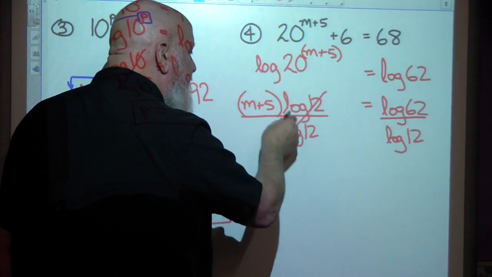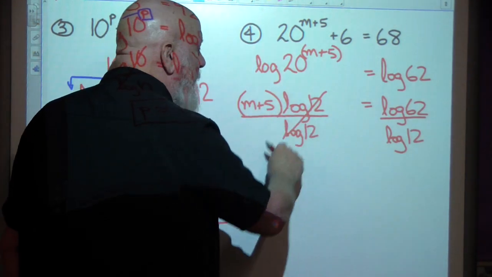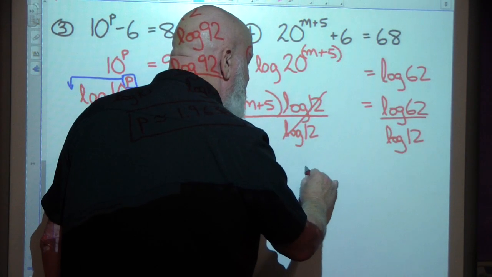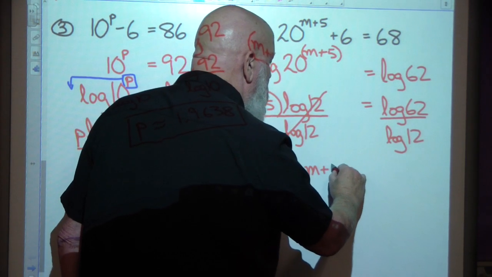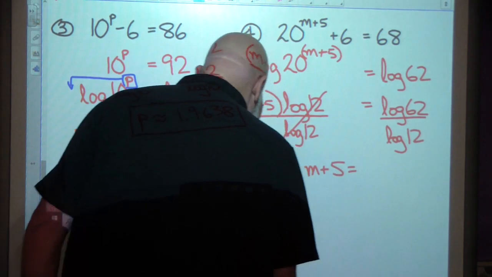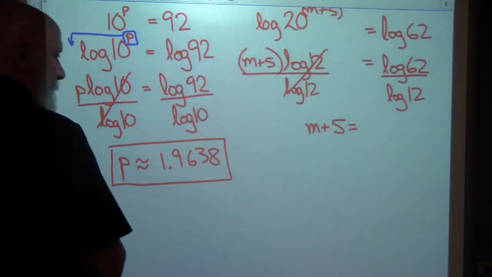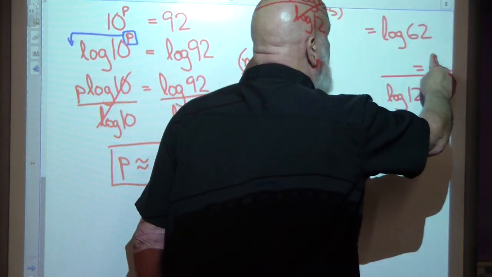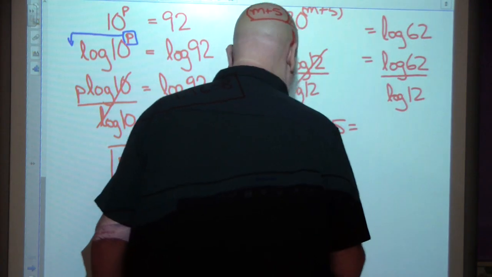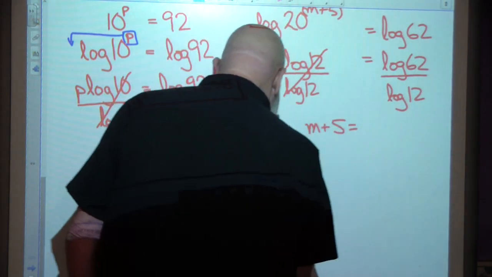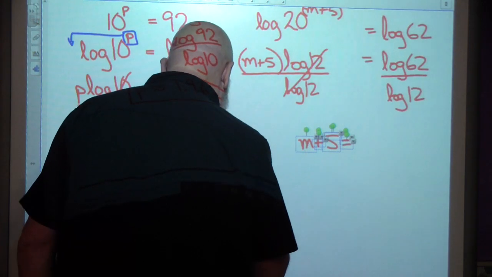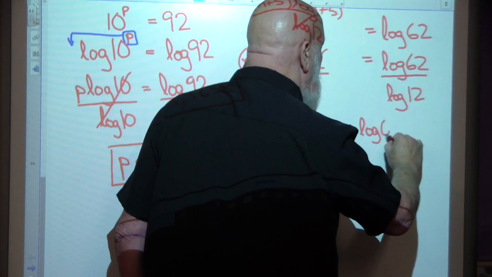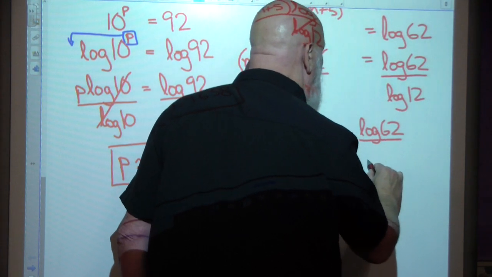That will leave me with m plus 5. I don't need the parentheses anymore because it's not being multiplied by anything other than this fancy looking 1. So it'll be m plus 5 is equal to, I'm going to scroll this a little bit. Let's see if I can duplicate that. But apparently my board is not going to let me. Log 62 over log 12.